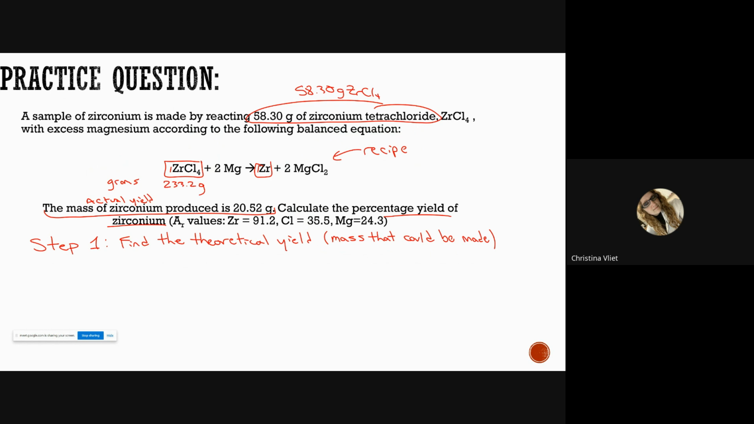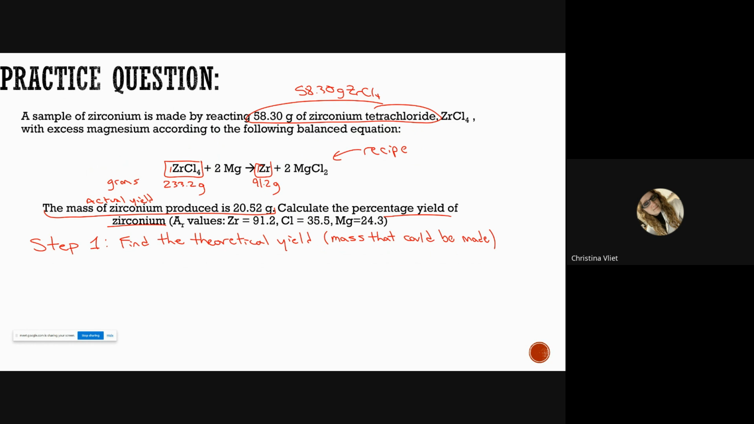The values on the periodic table shouldn't be far off. Zr is 91.2, right? And so that is the ratio you have to work off of. 233.2 grams of zirconium chloride, and 91.2 grams of zirconium.